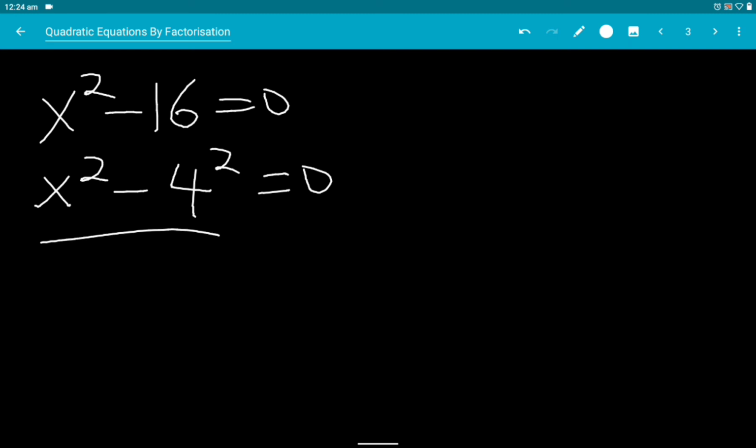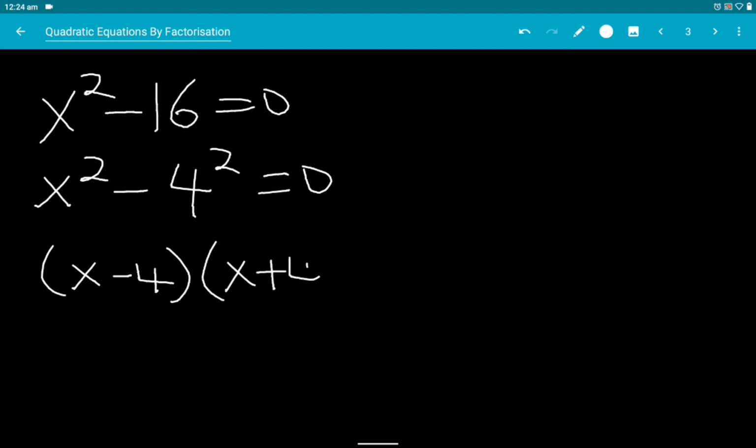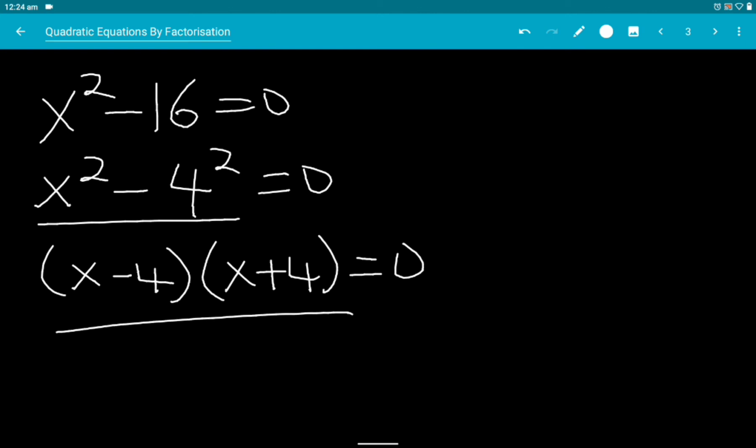Now if we look at this expression very well, it looks similar to a difference of two squares. Yes, it is a difference of two squares. It means x squared minus 4 squared is equal to x minus 4 multiplied by x plus 4. That is the difference of two squares. Now from here, we can simply equate them to 0 and get our answer.